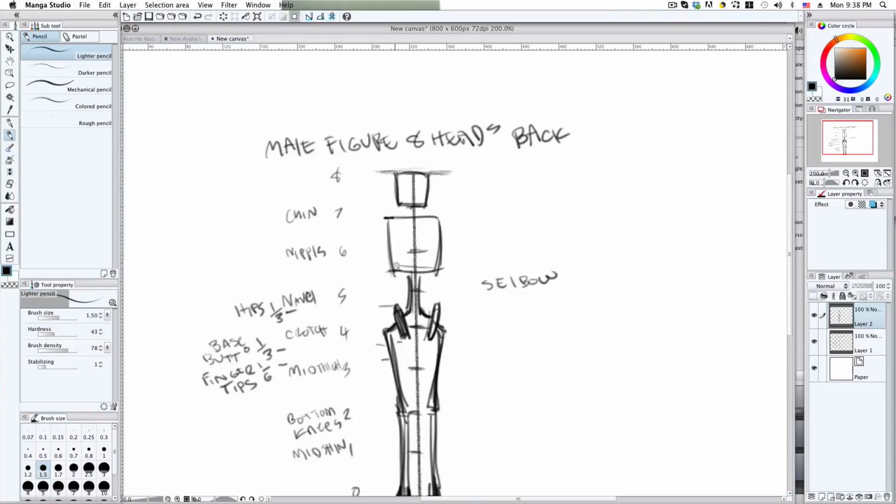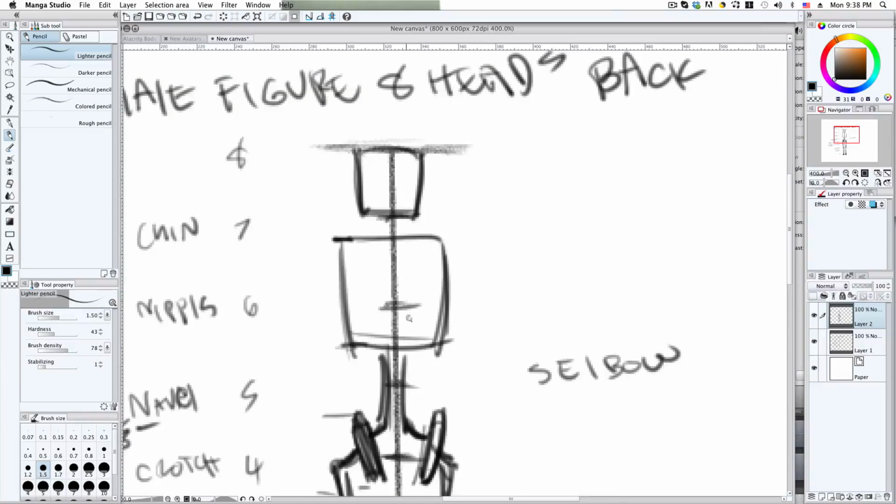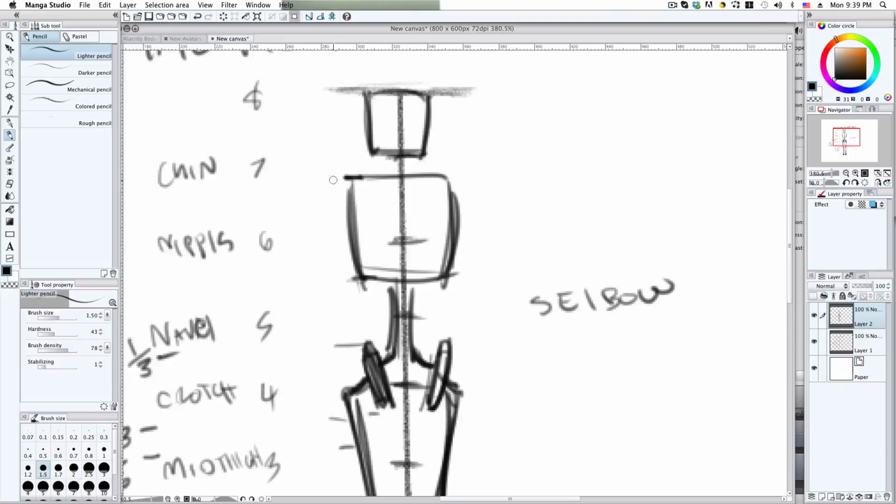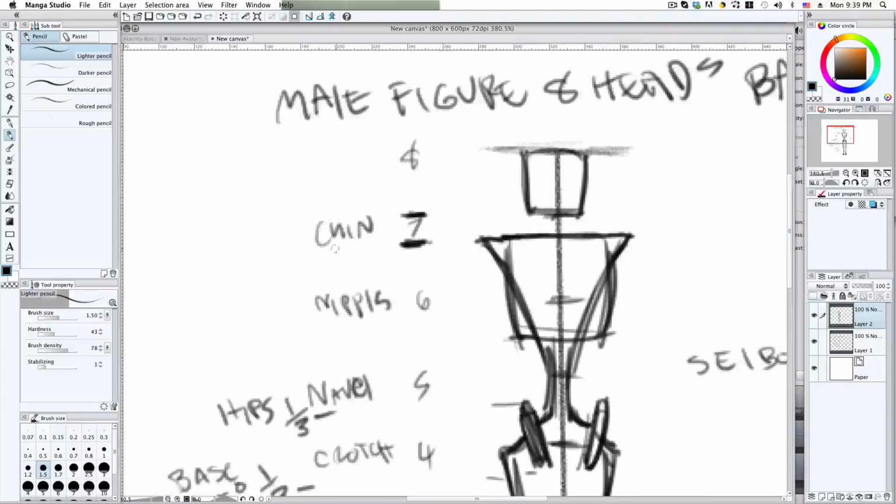So what makes the back different from the front view? First thing you want to do is draw this cape. It's kind of a V cape. It's going to be the large portion of his back muscles all the way up to his shoulders. You're going to draw this V shape, actually. One third down from the chin is the shoulders.